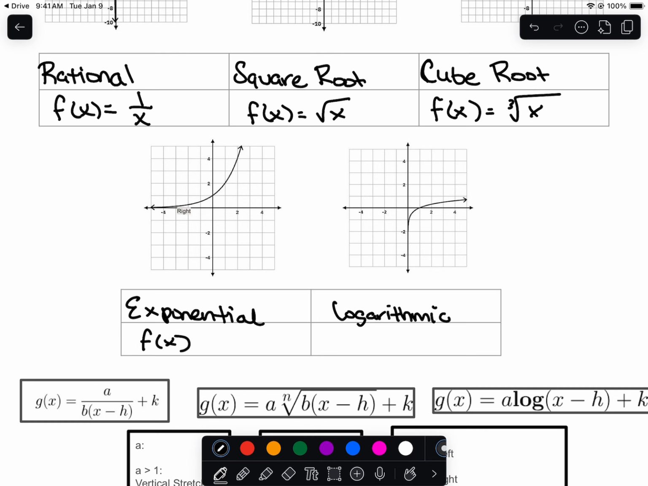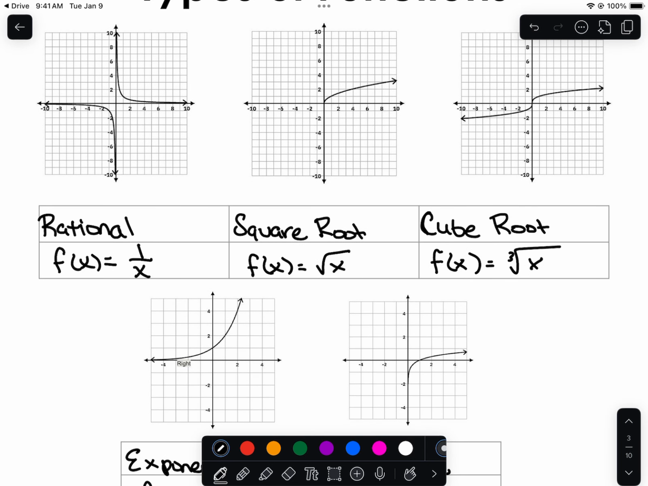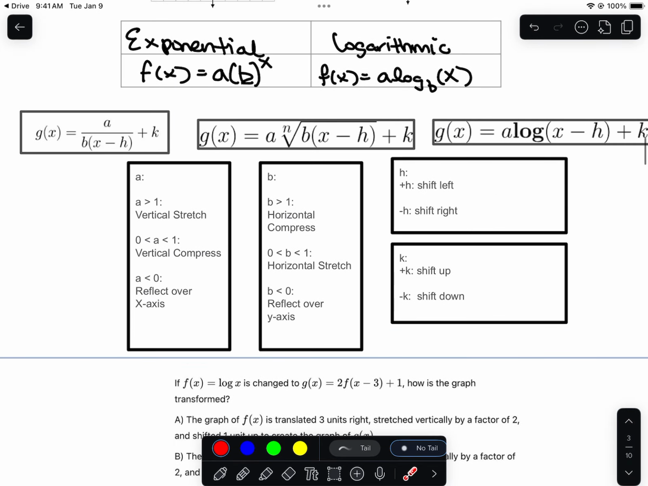Remember, these are inverses of each other, so they're going to have a base, and the base will be the same. So this will be f of x equals a log base b of x. First, we just want to see how these 5 graphs are going to transform. And they all follow the same general rule.